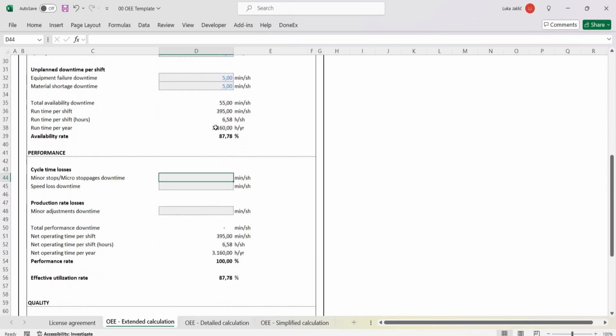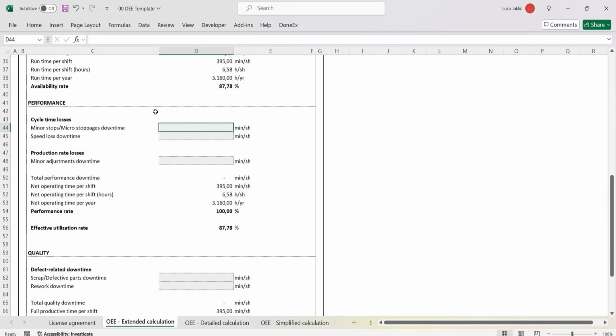Turning to performance, the analysis looks at downtime due to various factors. Minor stops or micro-stoppages, which are brief interruptions in production, account for 10 minutes of downtime per shift. Speed loss downtime, which results from reductions in production speed, adds another 5 minutes per shift. In addition to these cycle time losses, there is production rate loss due to minor adjustments, which takes 5 minutes per shift. Therefore, the total performance downtime per shift is 20 minutes. After accounting for this downtime, the net operating time per shift is 375 minutes, or 6.25 hours. Annually, this equates to 3,000 net operating hours, resulting in a performance rate of 94.94%.